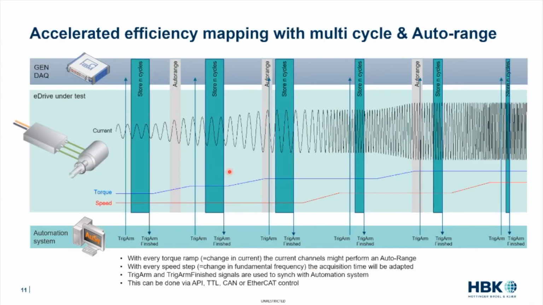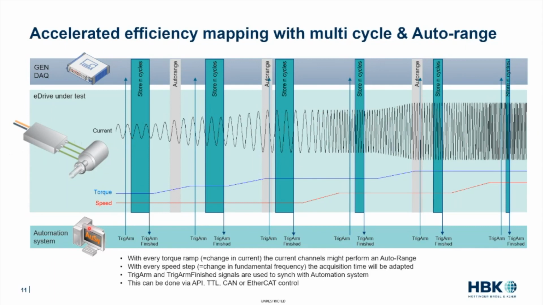How does that look in a real setup? Well, you need to sync the power analyzer with the automation system, because the power analyzer needs to tell the automation system that it is ready with the last acquisition so that the automation system can advance to the next set point. And that's what's shown here. You have 3 signals: current, torque, and speed. When torque is increased, the amplitude of the current is increasing, and when speed is increased, the frequency of the current is increasing.